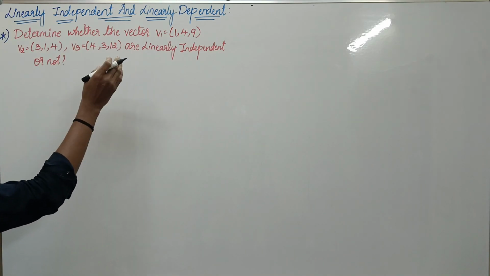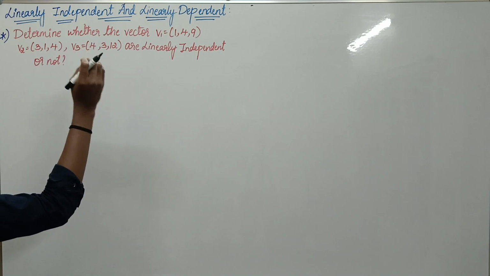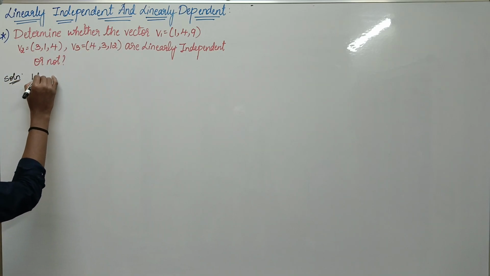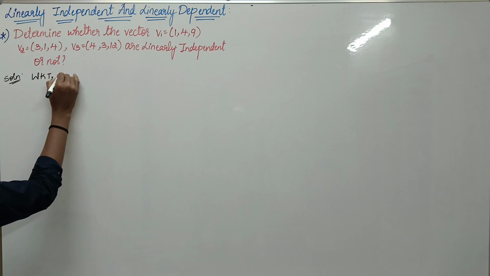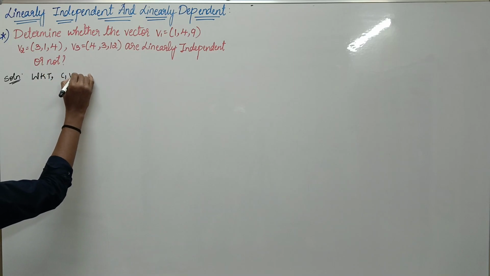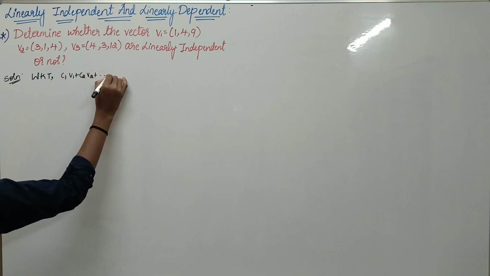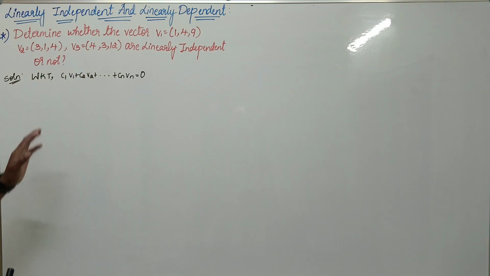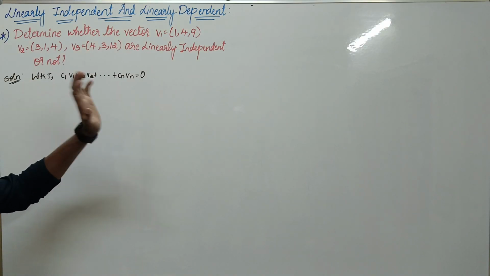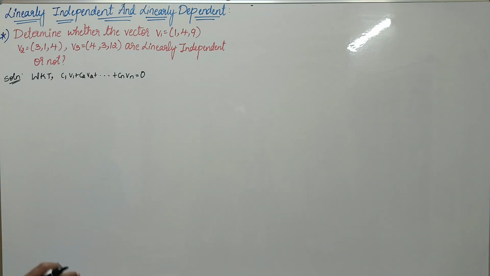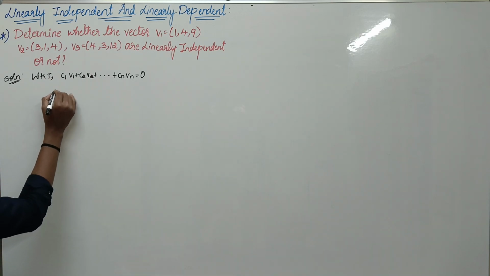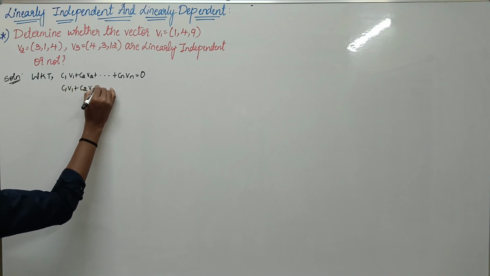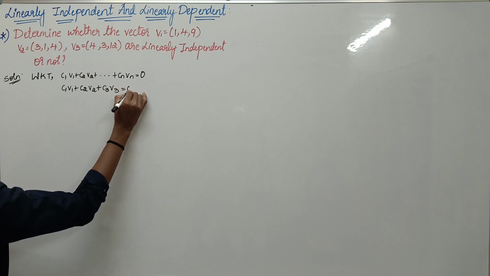First, since they have given the vectors v1, v2, v3, let us go with the condition itself, where we know that c1 v1 plus c2 v2 up to cn vn equals 0. If it is linearly independent, every scalar factor will be equal to 0, or else it will not be equal to 0 for the linearly dependent condition. So we are going to consider only three vectors, that is c1 v1 plus c2 v2 plus c3 v3 equal to 0.